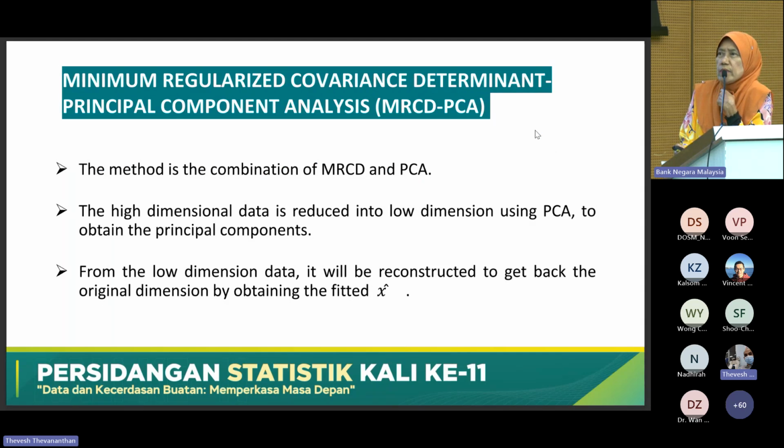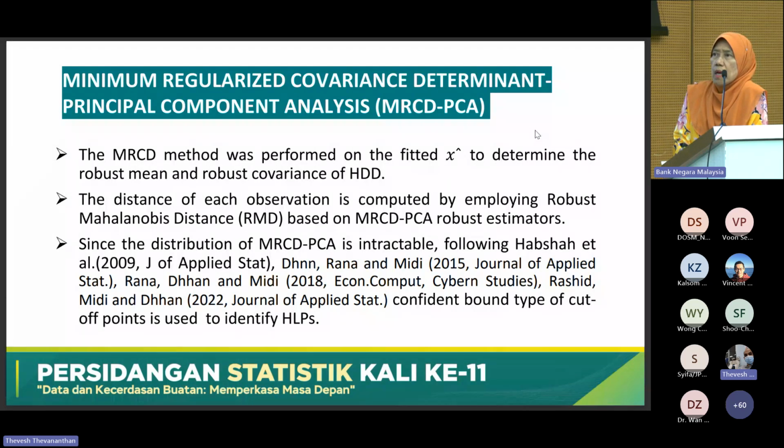This method is a combination, a method that we already published in the Journal of Applied Statistics last year. The method is the combination of MRCD and PCA for high dimensional data. This method is quite complicated, where first you have to reduce the number of dimensions from P, very large P, into smaller components using principal component analysis. Then from the low dimensional data, we transform back to the original data matrix. Well, I just want to mention that this method is good, but has a problem, a longer computational time.